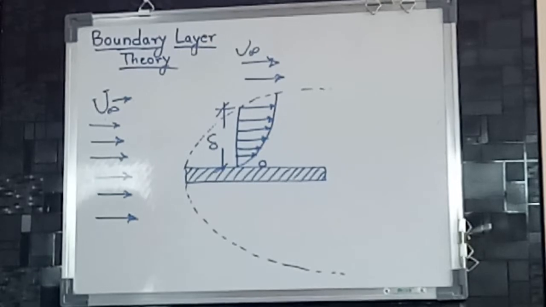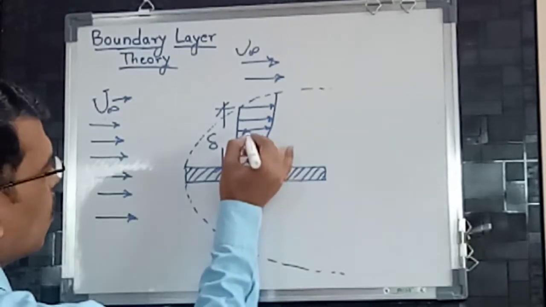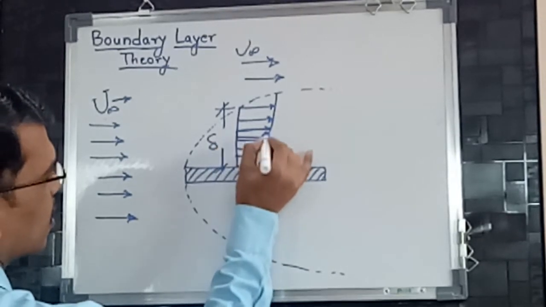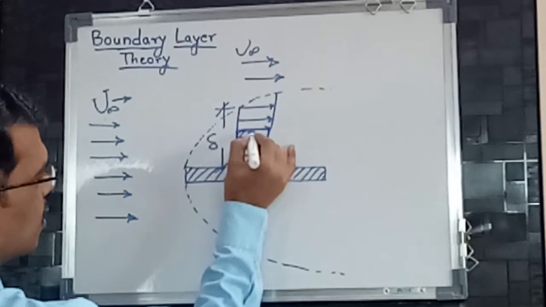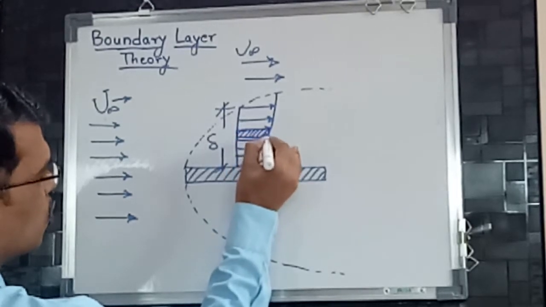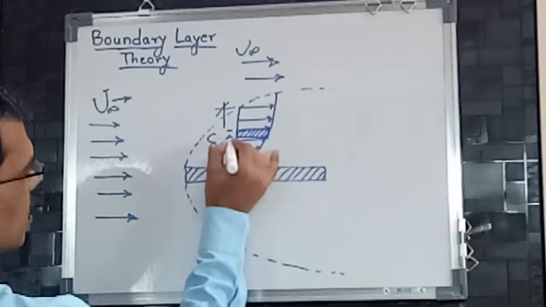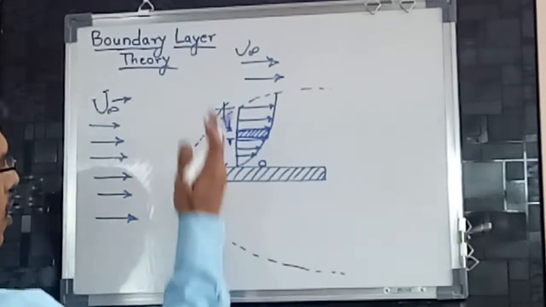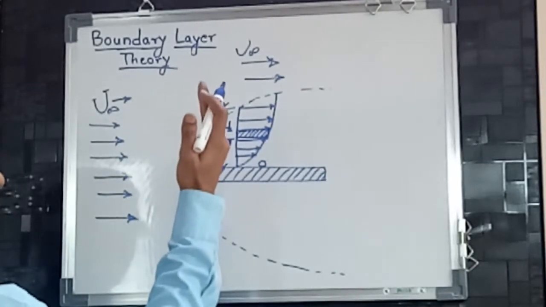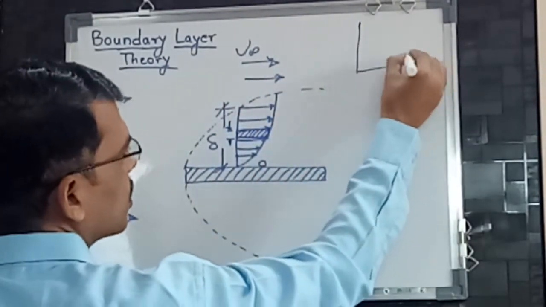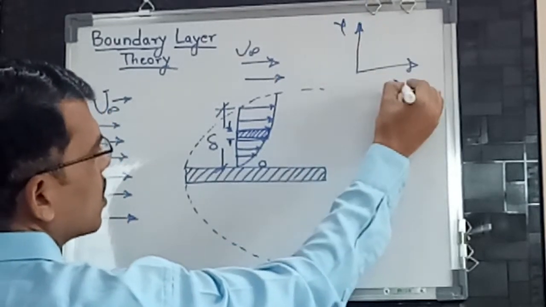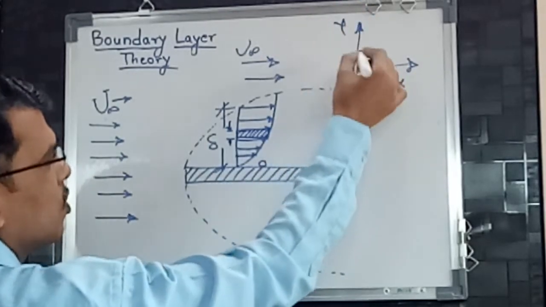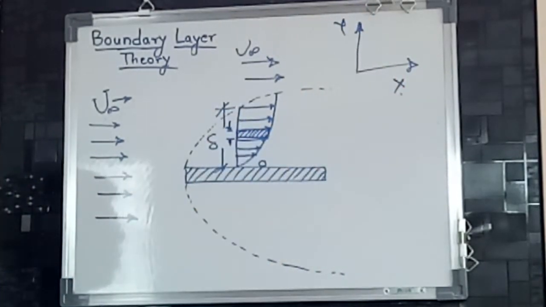Then I will consider here one small element. At this particular portion, I will consider a small element, and that is dy. Because now see, the vertical distance or depth is the y coordinate. This is y and this is x, isn't it? This is the direction of flow. On this axis we are measuring depth.